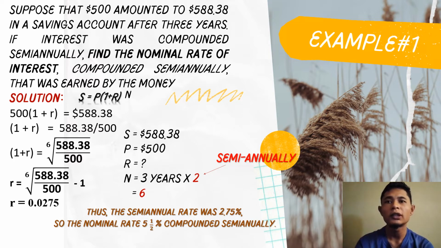So the solution is we use the formula S equals P(1 + R)^n. So the R or nominal rate is 0.0275. Thus the semi-annually nominal rate is 2.75%. So the nominal rate is 5.5% compounded semi-annually.